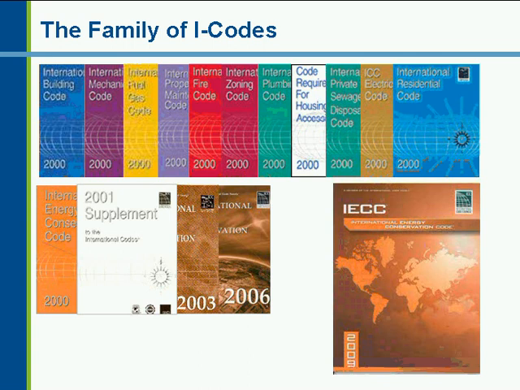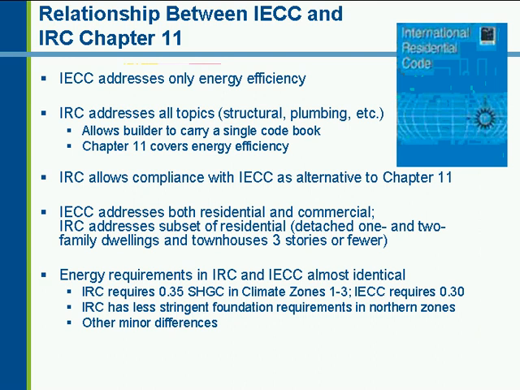There is one other code. You'll notice the blue picture at the top right there, the International Residential Code, also has some energy provisions in it. Chapter 11 contains those energy provisions, and they are in many ways very similar to the IECC's requirements, but there are some differences, and so I'll talk briefly about the relationship between the two. The IECC addresses energy efficiency only, whereas the IRC is a full standalone code for all matters related to residential buildings, where residential is restricted to 1- and 2-family dwellings and townhouses that are 3 stories or fewer. The IECC addresses both residential and commercial, and would include some residential buildings that are not included under the IRC, in particular apartments and that sort of thing that are not covered in the 1- and 2-family dwelling code, you might call it.